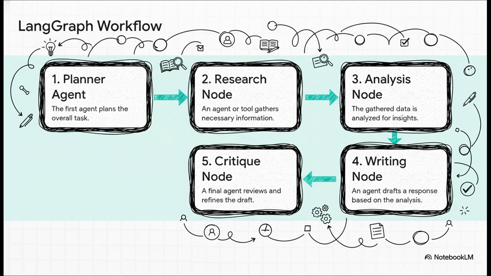Maybe one agent is the planner, another node does the research, a third does the writing. And the lines connecting them, the edges, control the flow of work. You can have loops, you can have branches. It's a true, structured workflow for your AI team.